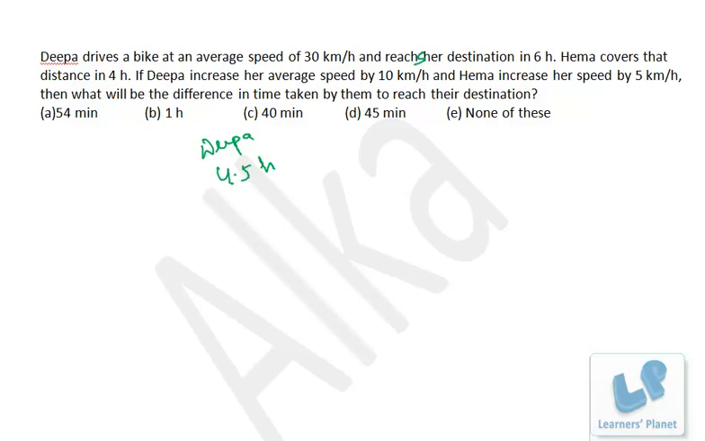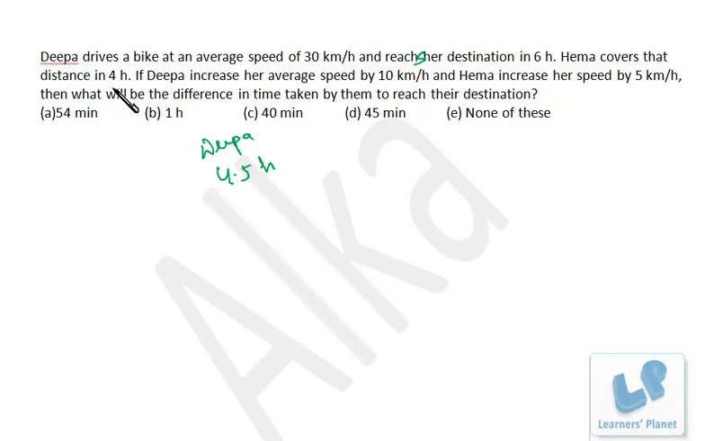Okay? Now Hema is increasing her speed by 5 km per hour. Initially it was 45, now she is increasing by 5. That means the new speed is 50 km per hour, right? So precisely the speed increment is what? 1/9, that is 5 over 45. So the new speed will be 10/9 of the initial speed, right? So if the speed is 10/9, the time will be 9/10 of the initial time, right?